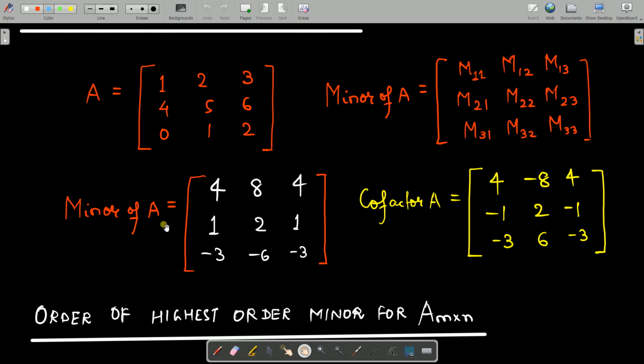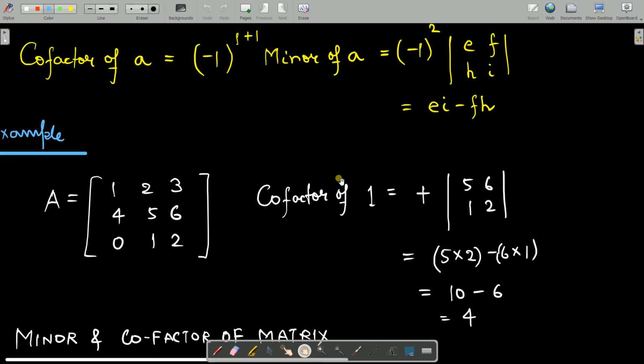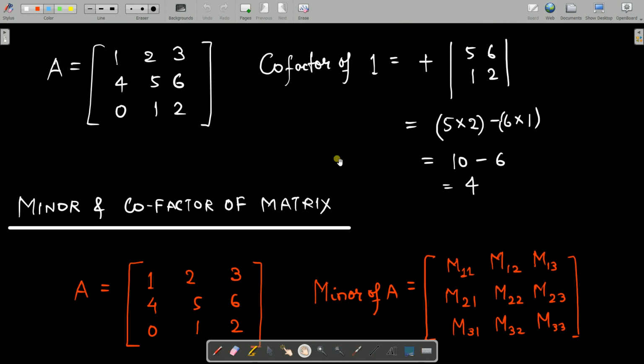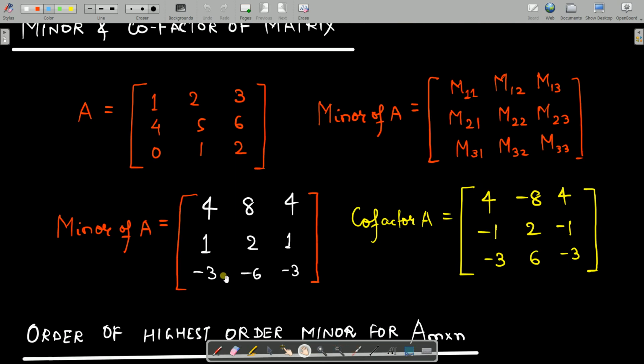Once you have got the value of minor, then use this sign convention, that is plus minus, for interchanging the sign. So once we have calculated this, here it will be positive, so keep it as it is. Here it should be negative, so I have introduced negative sign. Here it should be positive, so positive kept. Here we have negative, so introduce negative sign. Here positive, so positive kept. Here negative, so introduce negative sign. Here positive, so kept positive sign.